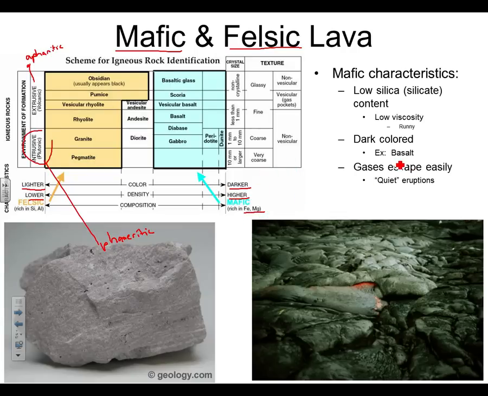So a great example of a rock that would form from mafic lava is basalt. You see it out here, extrusive basalt. And here's a picture of basalt. Okay, that black rock, again, that you should remember from last year.